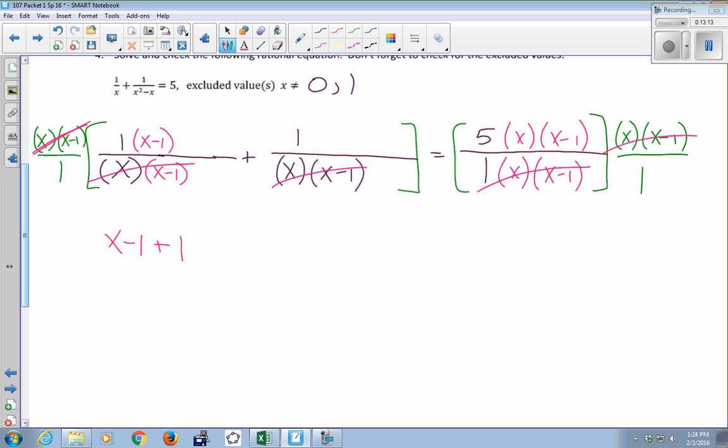Plus 1 equals 5 times x minus 1. No more denominators. Minus 1 plus 1, those go away. X equals, I'm going to multiply this all out and I get 5x squared minus 5x.